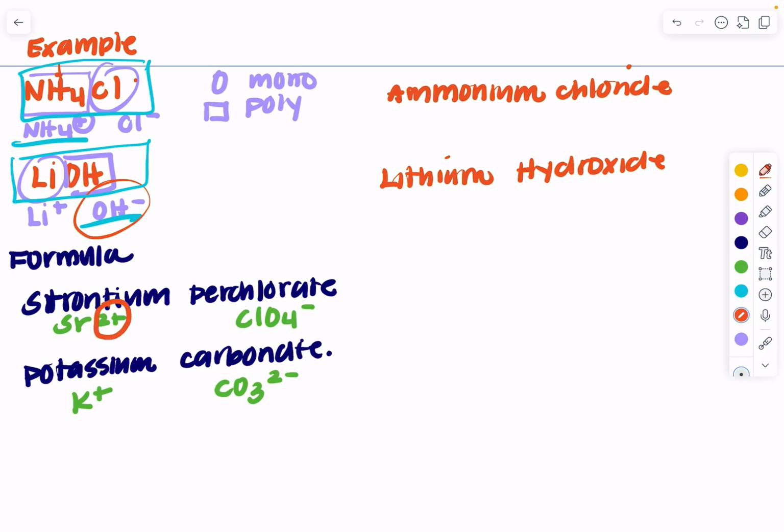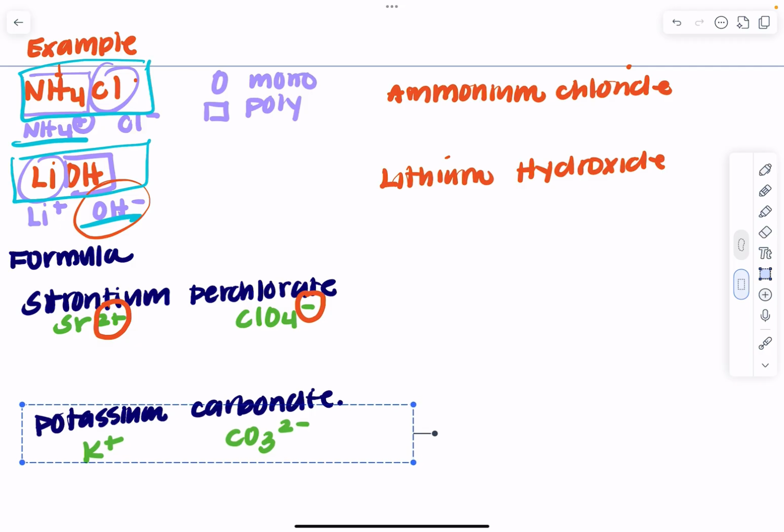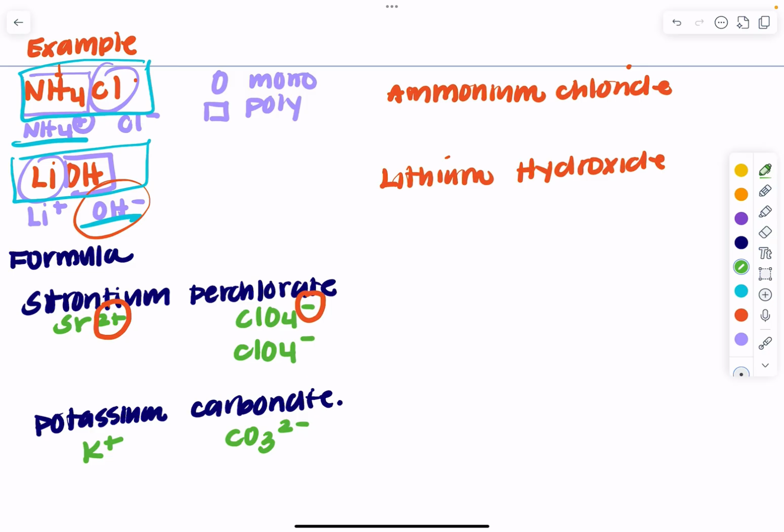We have a 2+ here and a 1-. So that means that we need 2 perchlorates in order to balance with that strontium. So I need 2 perchlorates. This is going to add to -2. We want these to be equal and opposite.